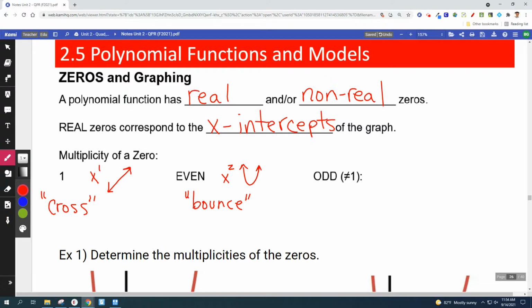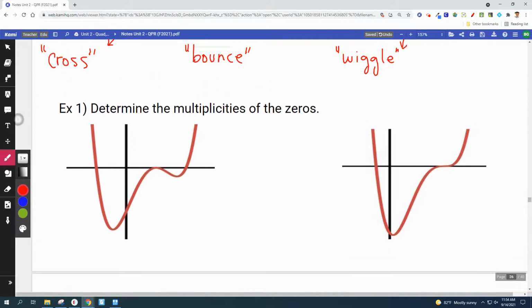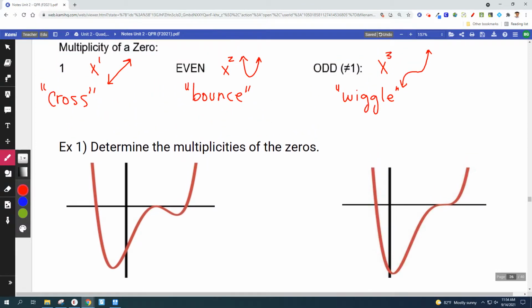A zero with an odd multiplicity that's not 1, like, for instance, x to the third, is going to kind of mimic an x to the third graph, and it's going to wiggle. It's kind of interesting how it shakes out. So with that in mind, we can do example 1, determine the multiplicities of the zeros.